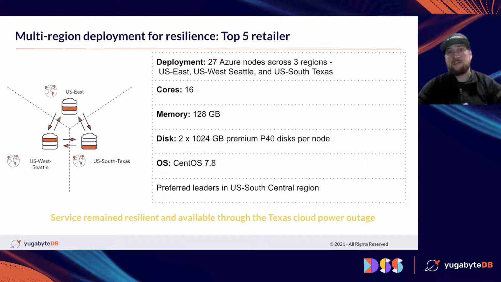And even though this outage caused major issues across the United States, because of the built-in high availability of Yugabyte in the multi-region setup, they suffered 0 downtime and remained available during the entirety of the Texas power outage. Once the data center was recovered, the cluster automatically repaired itself and resynced the data to that data center.